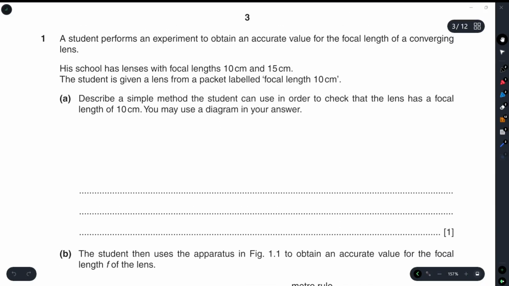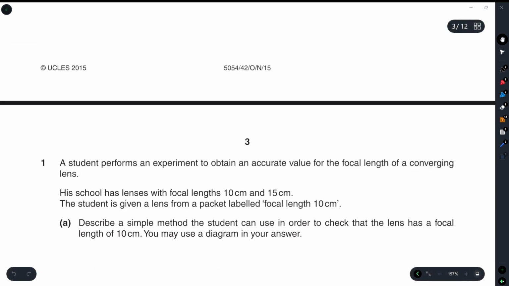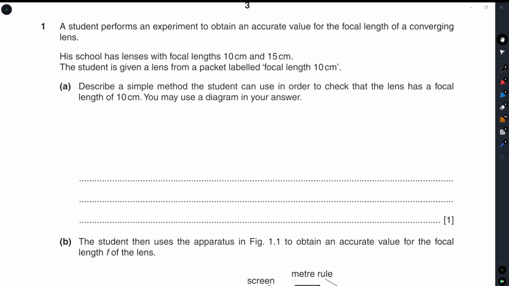This right here is October November 2015. Let's see. Student performance experiment. Describe a simple method the student can use in order to check that the lens has a focal length of 10 centimeters. You may use a diagram in your answer. Take care. So we need to figure out the focal length of a converging lens. So a convex lens, if I'm not wrong.